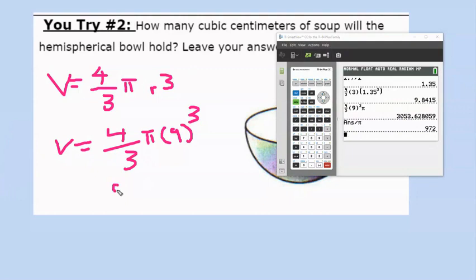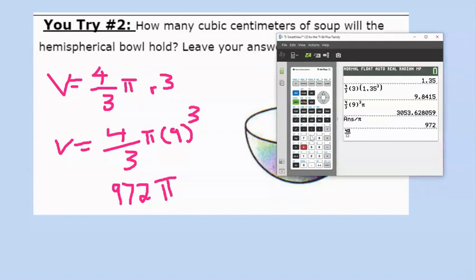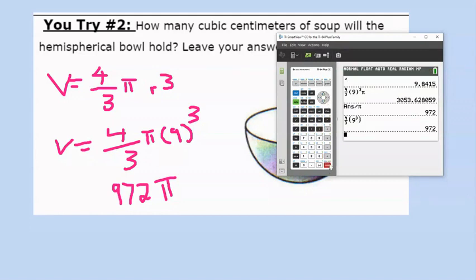Now, another way to do this is you can also just multiply these two together and leave pi out. So another way you could solve this would just be doing alpha x 4/3, and then you do parentheses 9 to the third power, close the parentheses, and you see we get 972, and you just tack on pi at the end. So those are just some things that you could do to help.